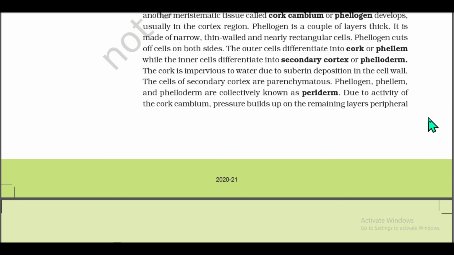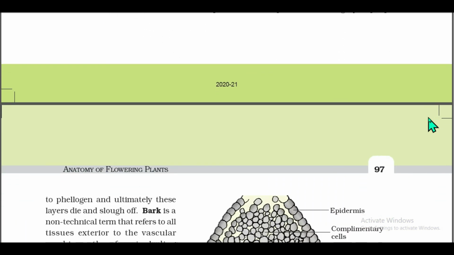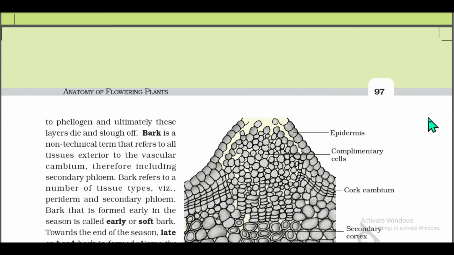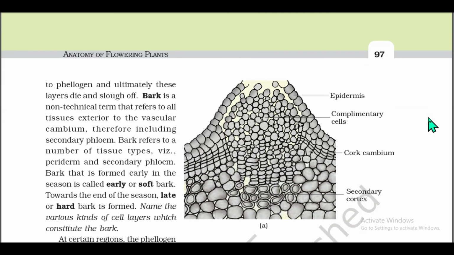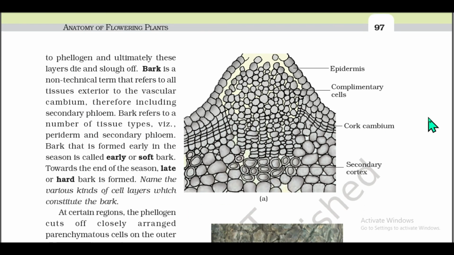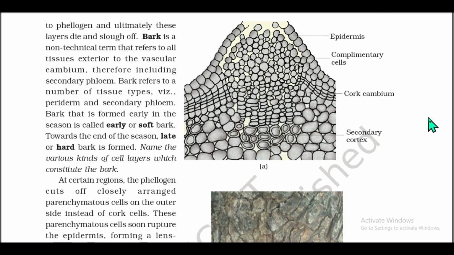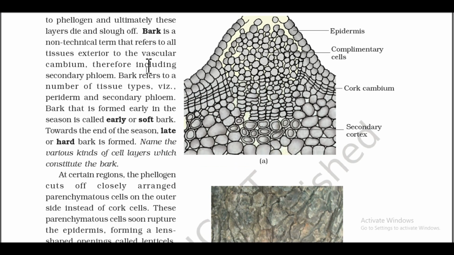Due to activity of the cork cambium, pressure builds up on the remaining layers peripheral to phellogen and ultimately these layers die and slough off. Bark is a non-technical term that refers to tissues exterior to the vascular cambium, therefore including the secondary phloem. Bark refers to a number of tissue types, that is periderm and secondary phloem.